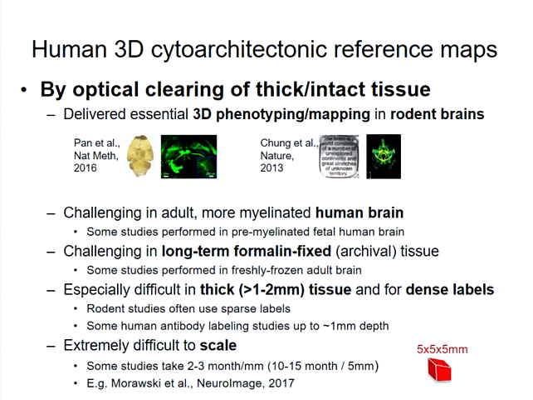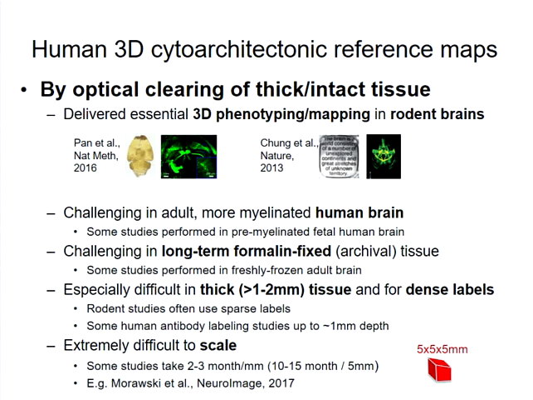And it is especially difficult in the target where we actually want to perform this kind of clearing and imaging, which is very thick, so larger than 1 or 2 millimeter tissue, and for dense labels such as cytoarchitectonic Nissl-like labels. So the rodent studies often use sparse labels, and many human antibody labeling studies have only managed to get up to about 1 millimeter depth, mostly because of these very large antibody molecules only getting so far into the tissue.